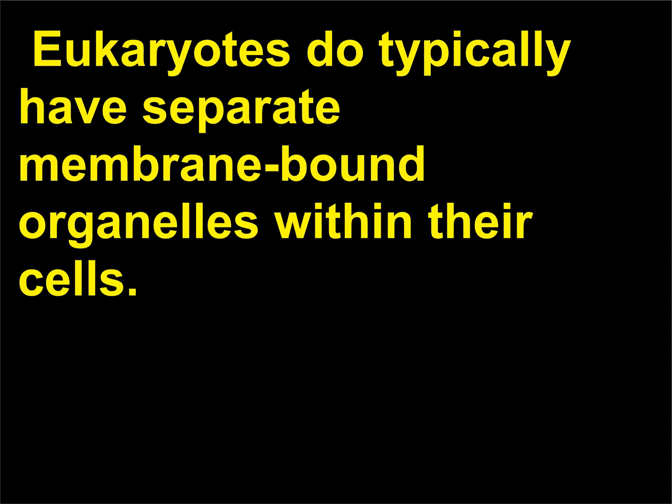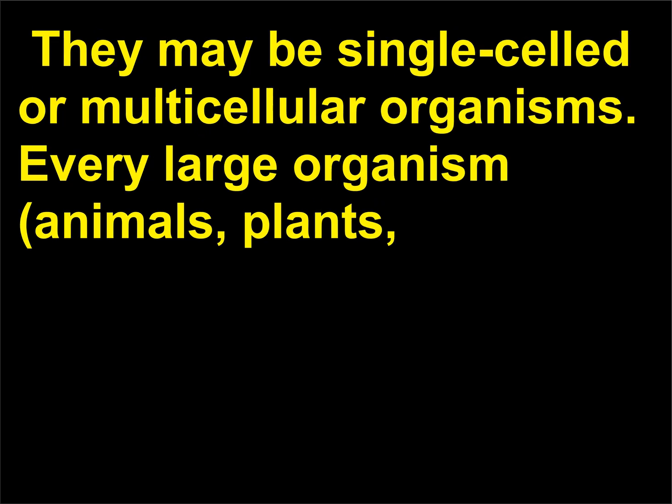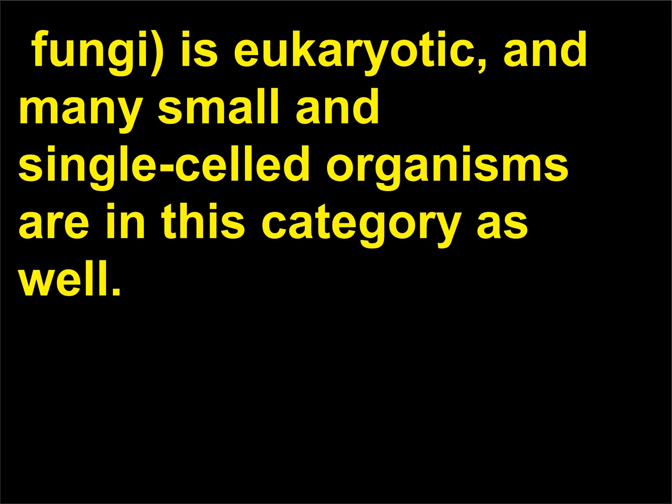Eukaryotes do typically have separate membrane-bound organelles within their cells. They may be single-celled or multicellular organisms. Every large organism, animals, plants, fungi, is eukaryotic, and many small and single-celled organisms are in this category as well.